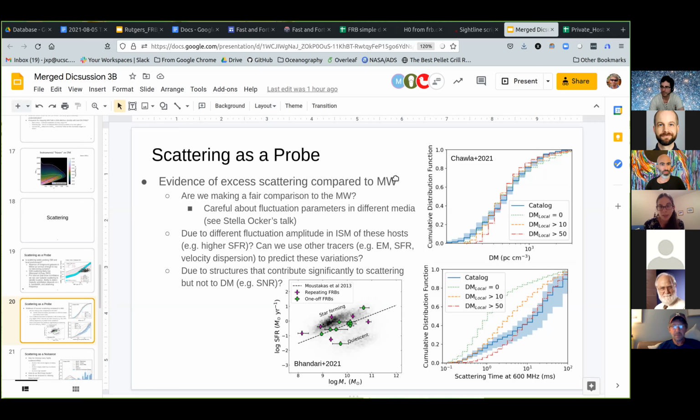So for example, we expect turbulence in these galaxies to be proportional. The energy should be proportional to the star formation rate due to stellar feedback driving turbulence, and that means that we can make some prediction with that model of how the scattering should change with redshift or with the host galaxy that we're looking at. And so I think this is something that we can start to probe a little bit more, is whether we're in this regime where we're seeing interesting structures that we don't see in the Milky Way, or whether we're looking at the change in the galaxy ISM properties, either with redshift or with these different host galaxies that we're looking at.